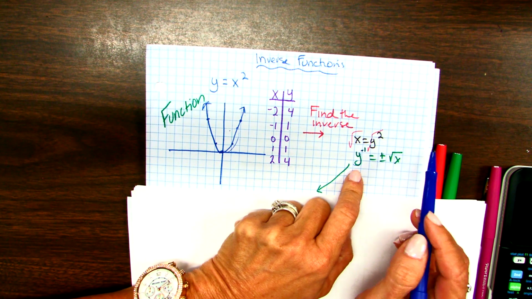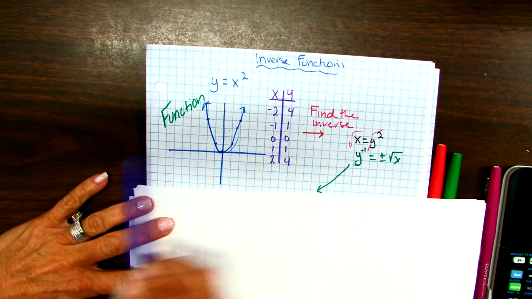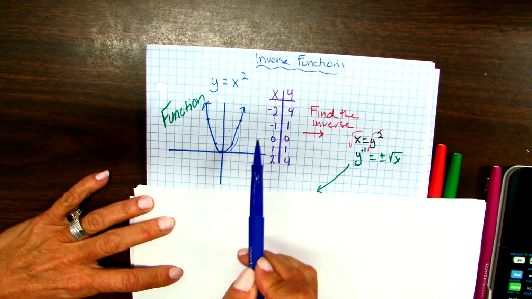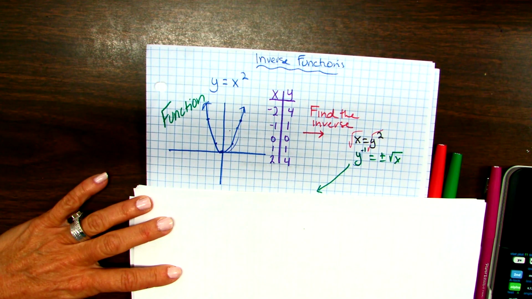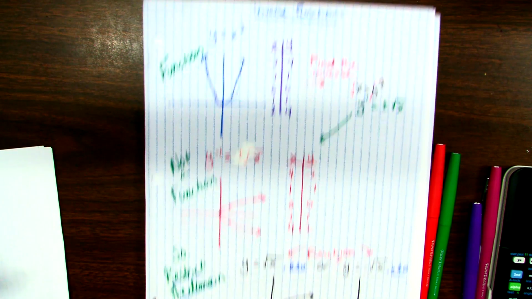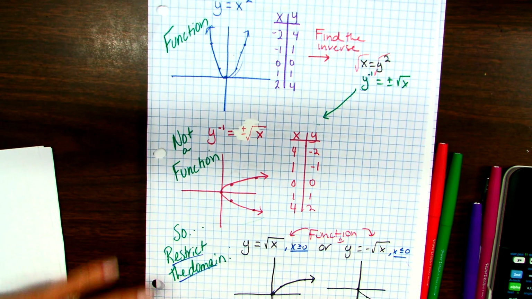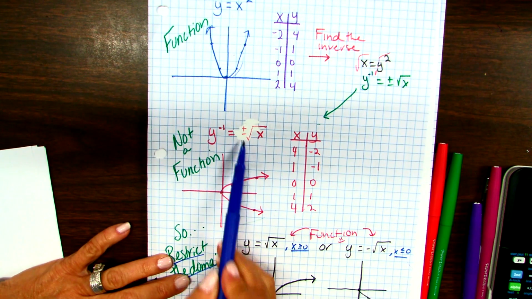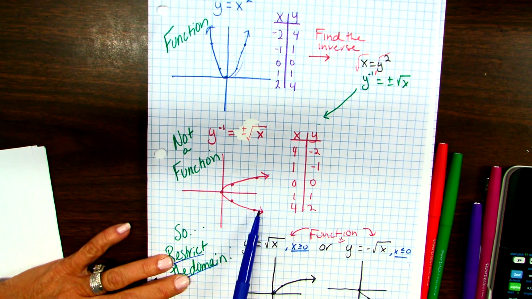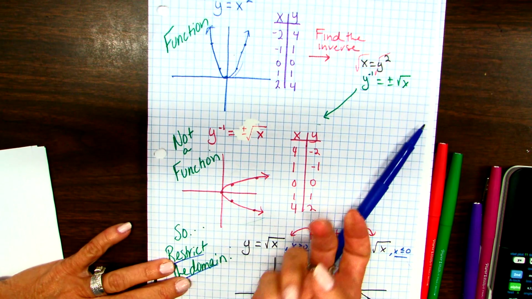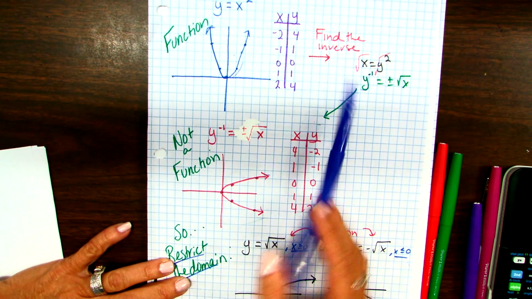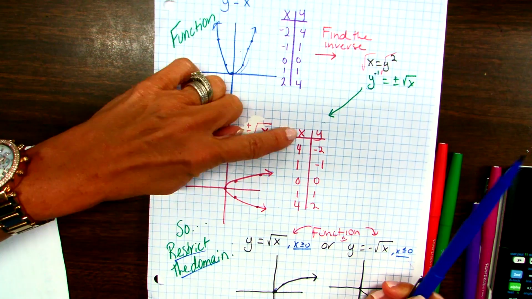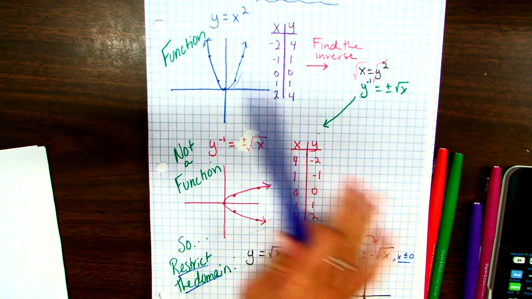And so here's the thing. A parabola is a function, but it's not invertible, which simply means the inverse is not a function. Let me show you the inverse of this function. So this is what it looks like algebraically. This is what it looks like graphically. Here's that XY chart flipped. You don't need to be writing any of this. But it doesn't pass the vertical line test. There's repeat X values.